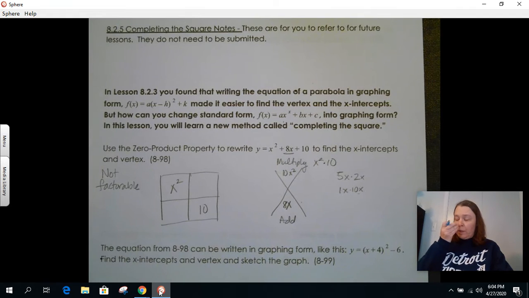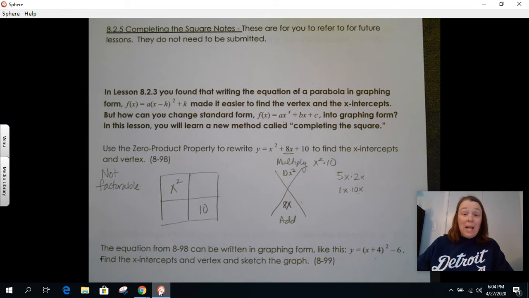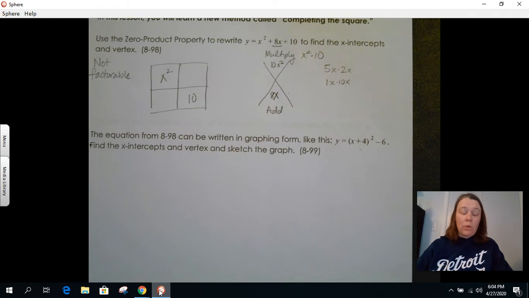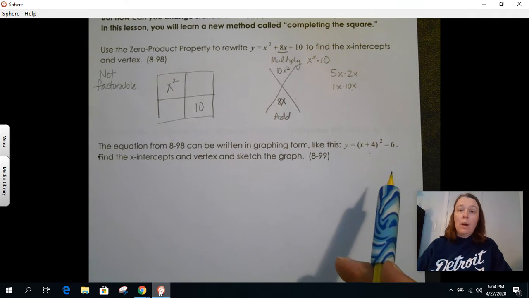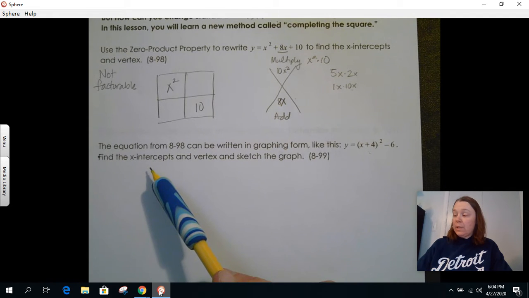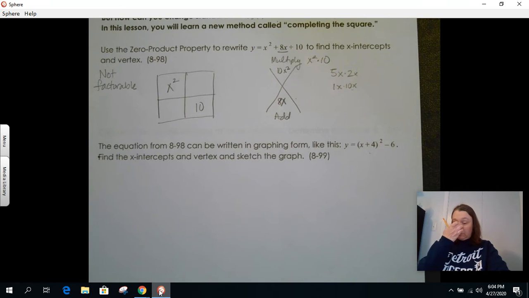You also talked last time about how you could have something in this graphing form and have it be equivalent to something in standard form. So I'm going to just tell you that I could rewrite that x squared plus 8x plus 10 like this. Last week, Miss Aponi showed you how to go through that process. You also talked about how to find the x-intercepts and the vertex, and then how to sketch a graph.